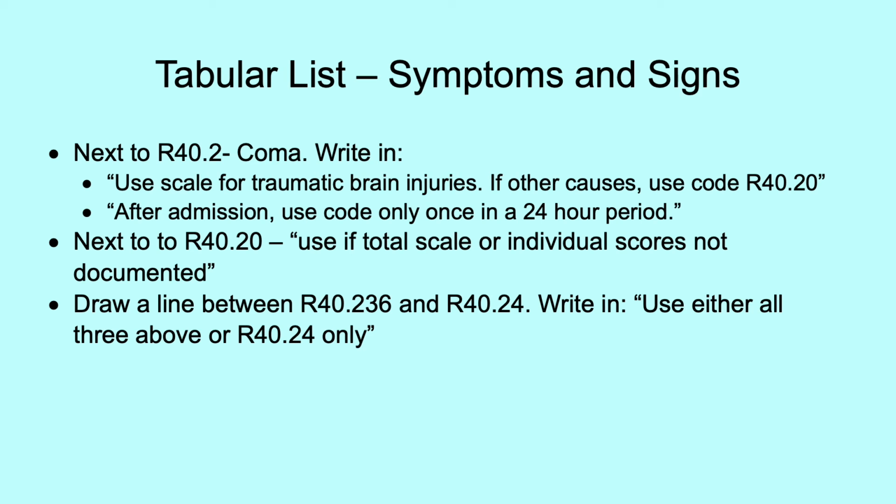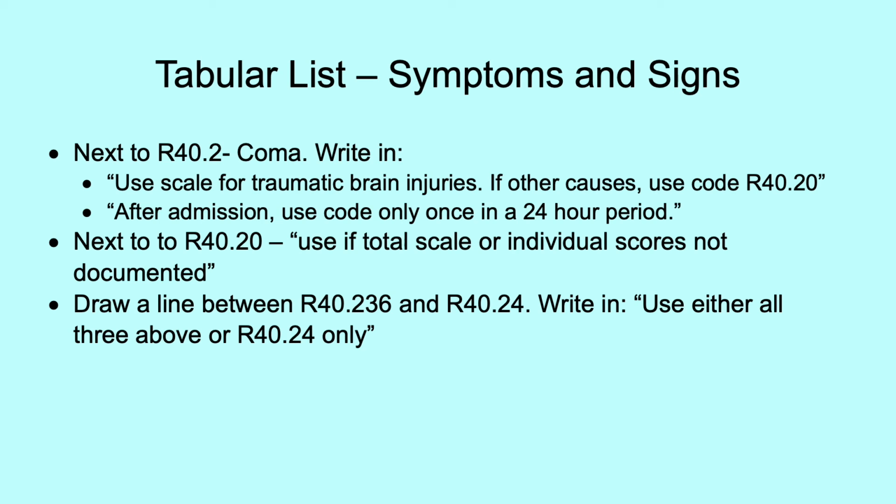Okay, also in signs and symptoms, turn to R40.2, coma. Write in, use scale for traumatic brain injuries. If other causes, use R40.20. Also write after admission code only once in a 24-hour period. Okay, those are from the guidelines.